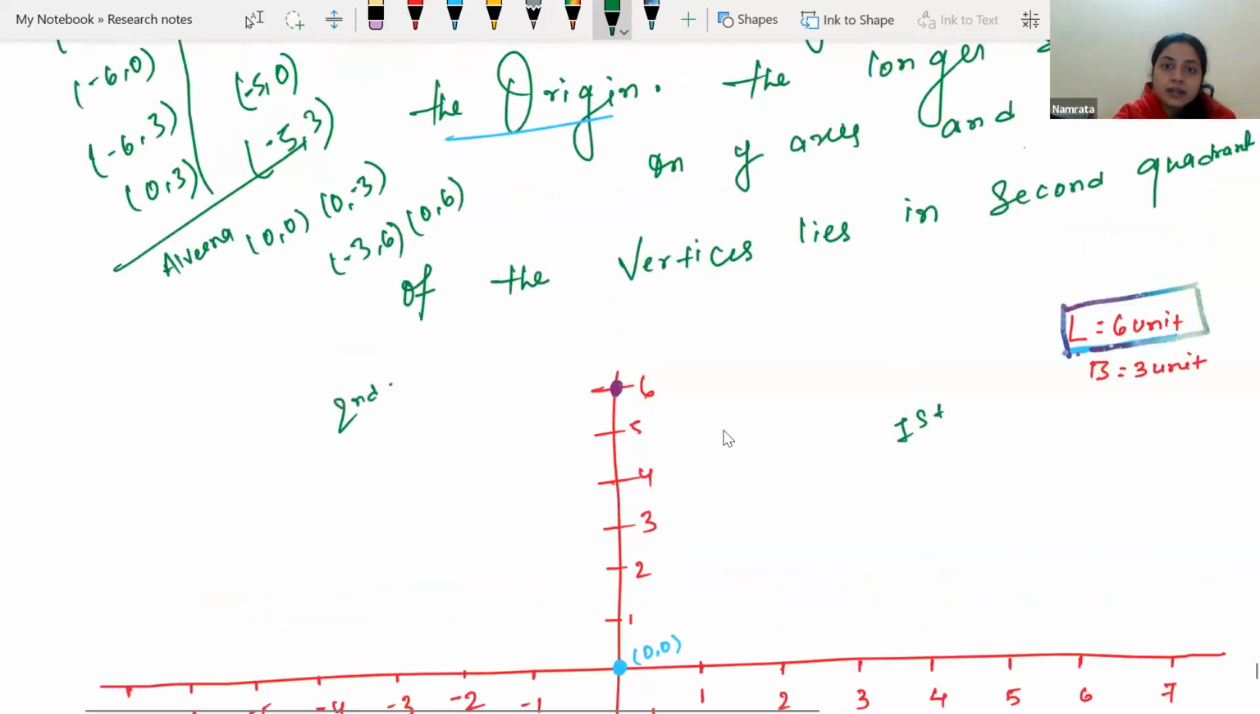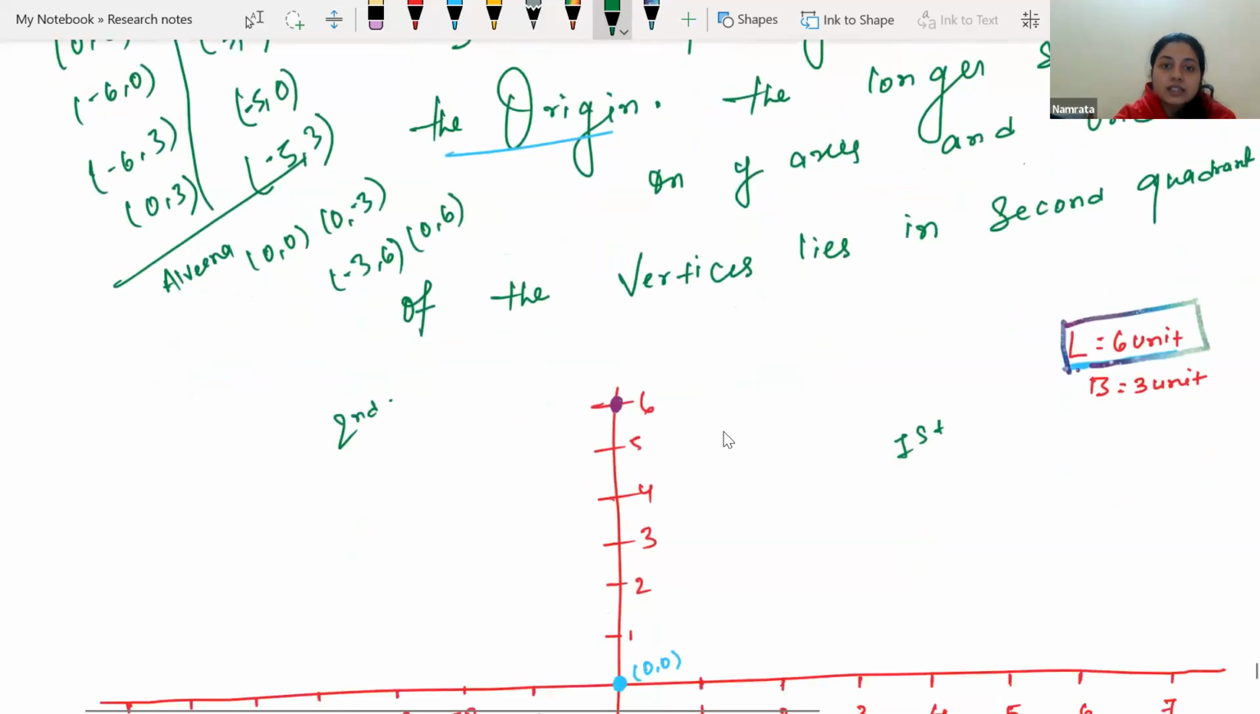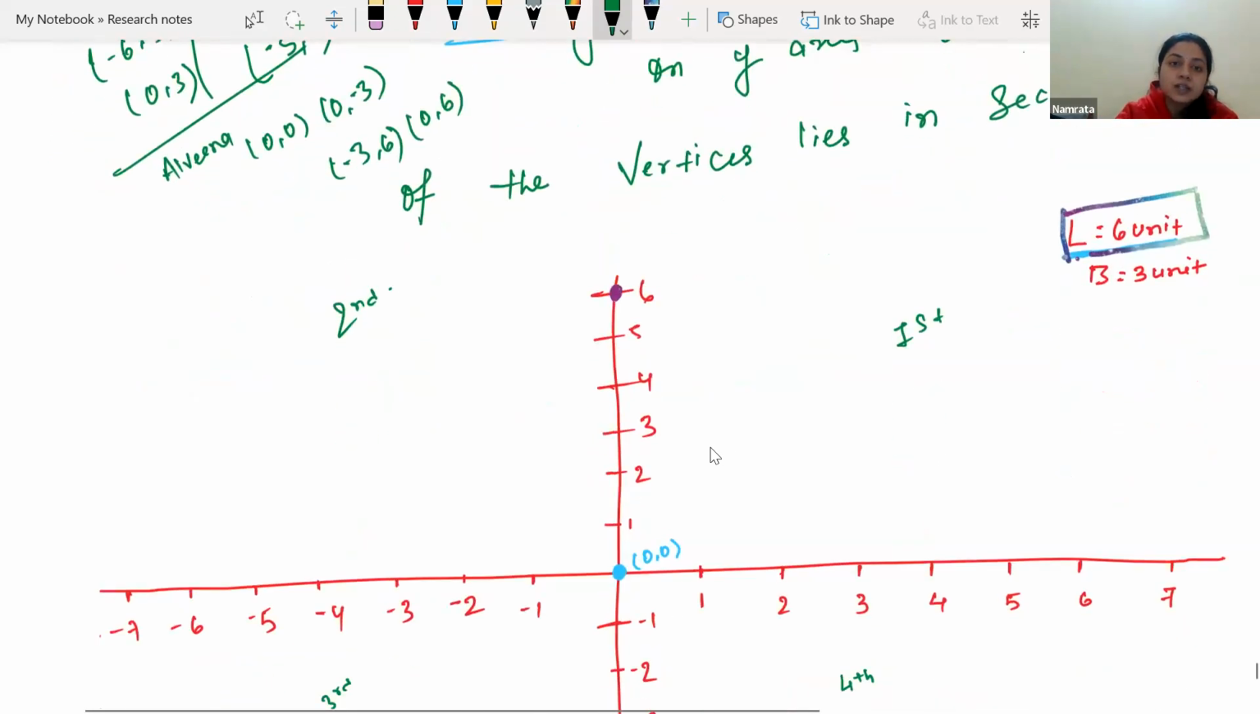Now it says that the longer side lies on the y-axis and one of the vertices lies in the second quadrant. So in the second quadrant one of the vertices lies, and we know that it's a rectangle. No other information is given. So whatever we have taken, a point on the y-axis, the coordinate of this point is x is 0, y is 6. This is perfect. Now we have to make a rectangle where the breadth is 3 units.